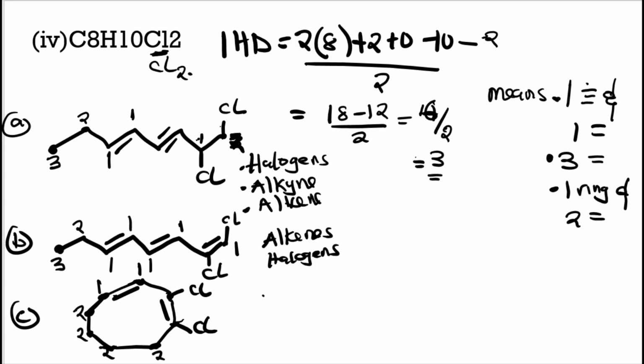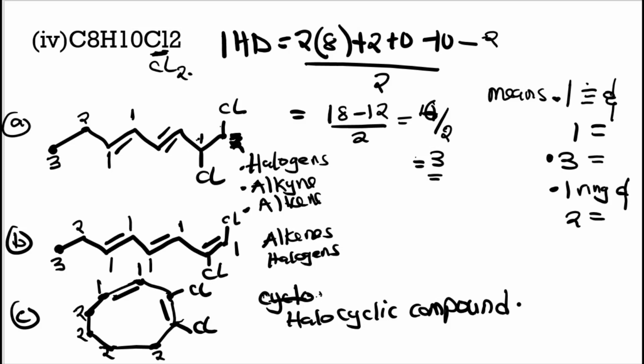So this is a cyclic compound. It's a halo cyclic compound. That's a functional group. If you want to name it with the correct nomenclature here, this can be your carbon number 1. So it can be 1,2 dichloro, so dichlorocyclo.